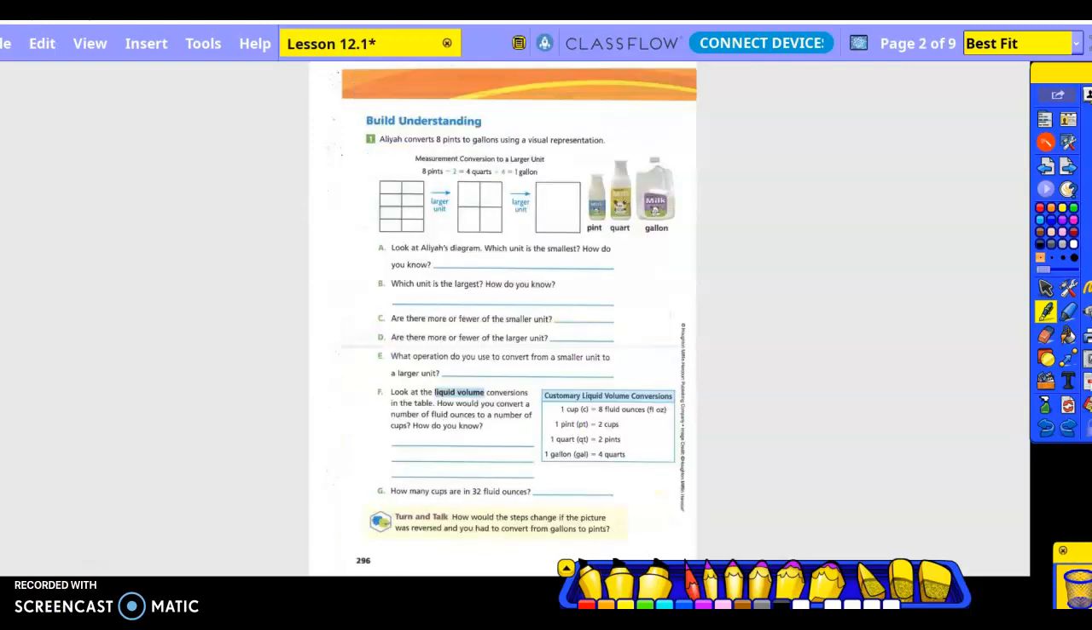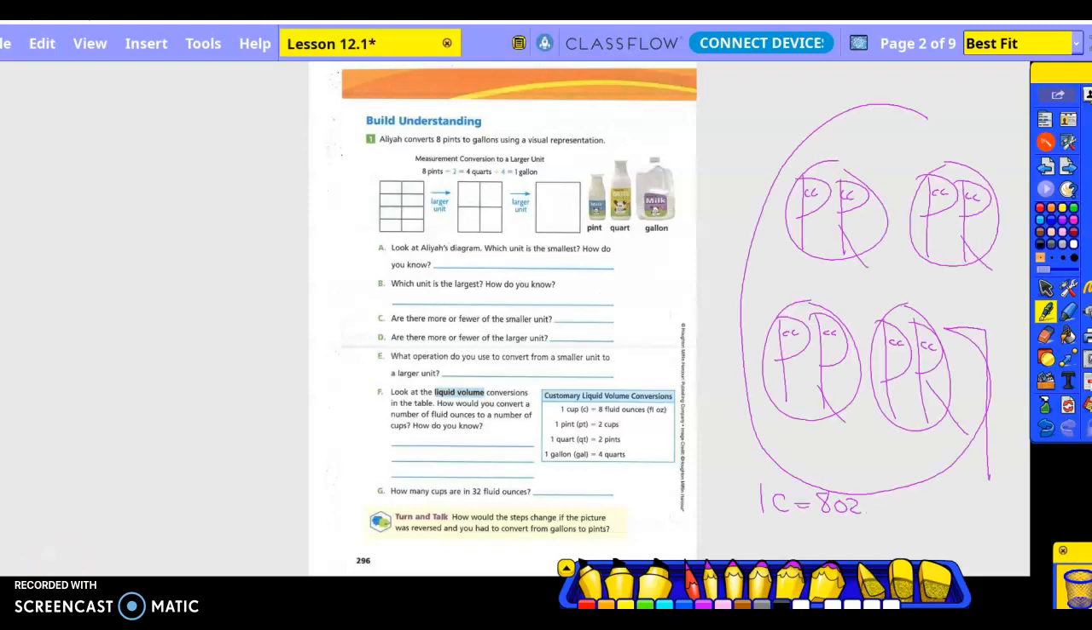Build understanding. Alita converts 8 pints to gallons using a visual representation. Measurement conversion to a larger unit. So 8 pints divided by 2 equals 4 quarts, and then 4 quarts divided by 4 equals 1 gallon. Real quick, let's draw the gallon G, because that helps us. We drew our gallon G, and we also denoted that 1 cup equals 8 ounces.